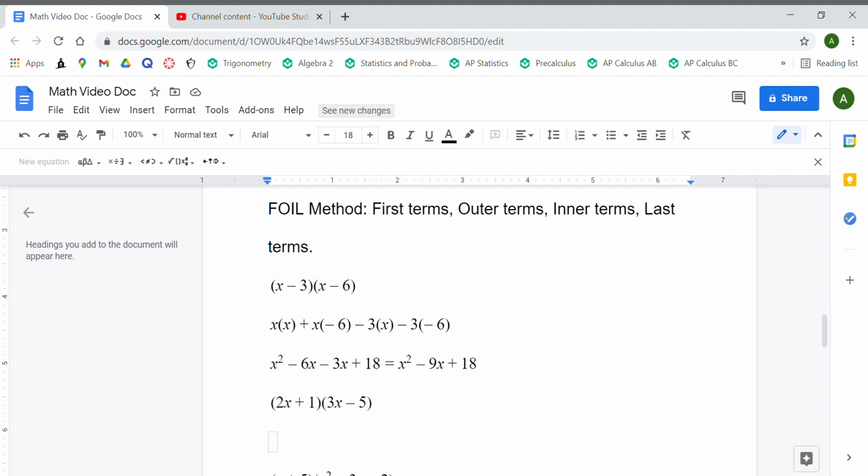Alright, so we have two binomials, so we can use the FOIL method to multiply them together. So, to multiply this out, we multiply the first terms first. So it's going to be 2x times 3x. Now it's going to be the outer terms, which is going to be 2x times -5. Now it's 1 times 3x, the inner terms. And then 1 times negative 5. That's your last terms.